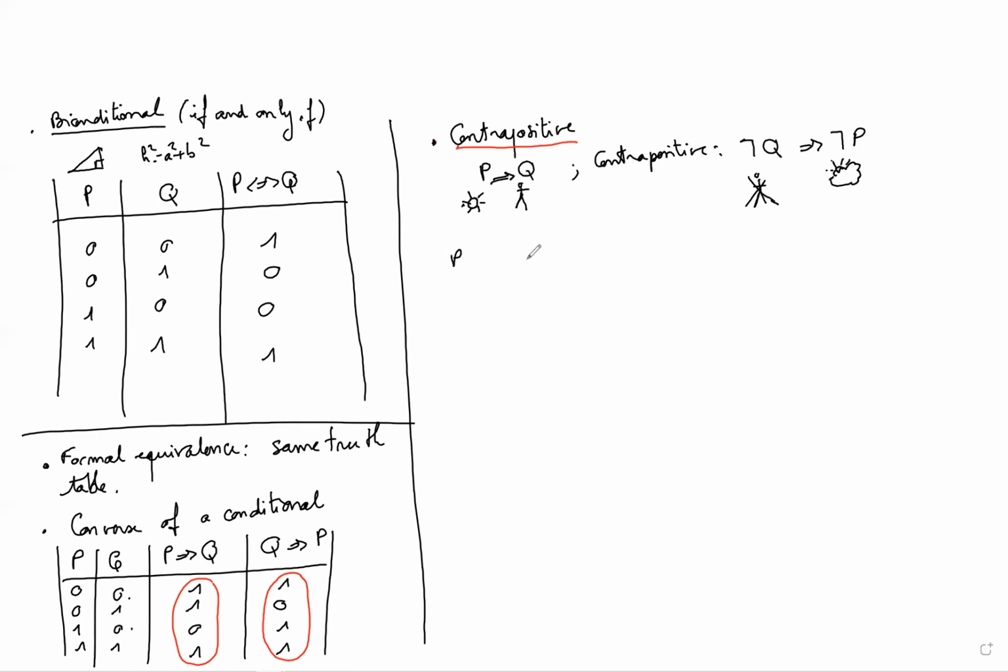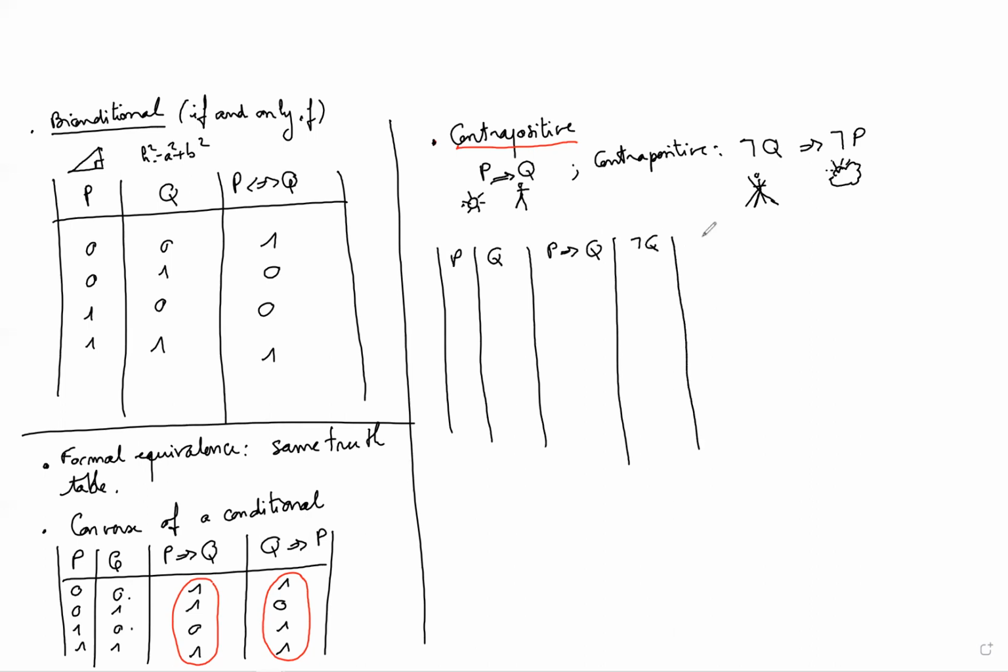So we'll write P, Q. If P, then Q. This is your conditional. Then the truth table of not Q, the truth table of not P, and the truth table of if not Q, then not P. I'll let you do it. Pause the video and I'll give the solution afterwards. Solution in 3, 2, 1, go.